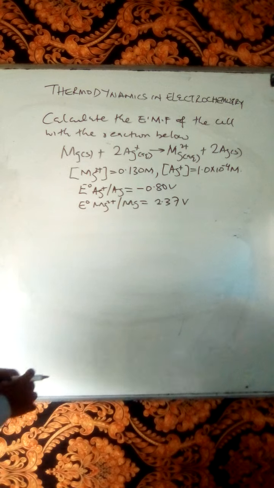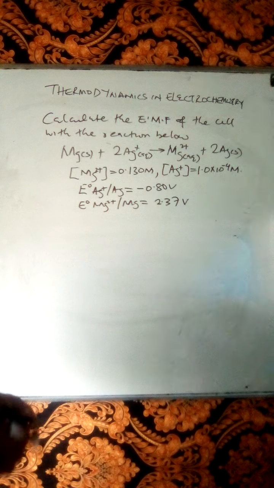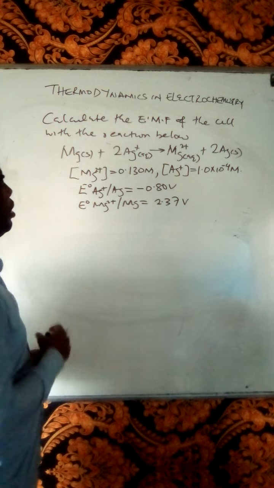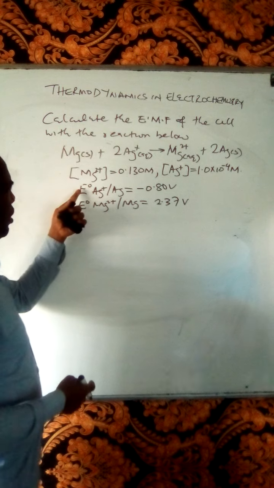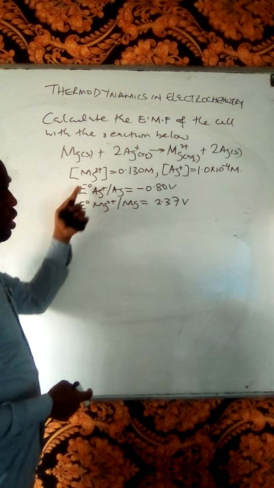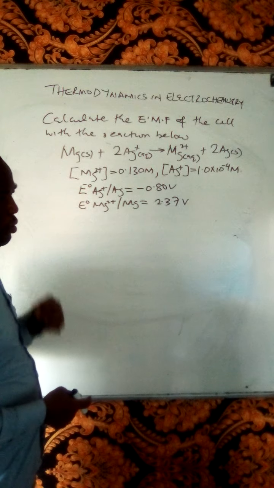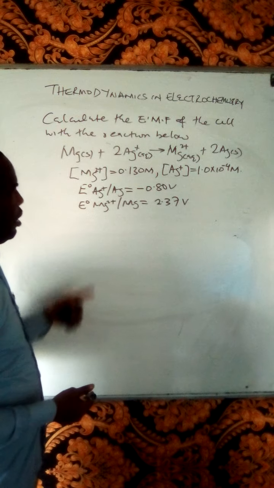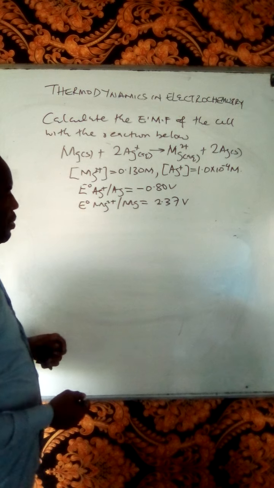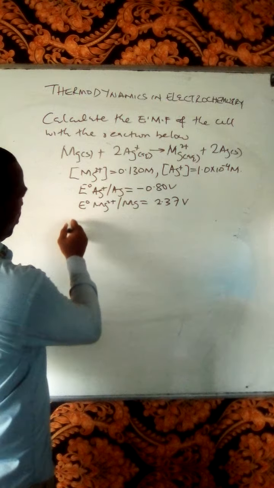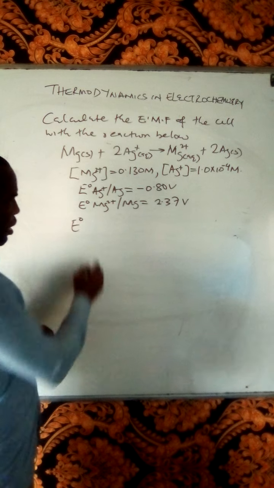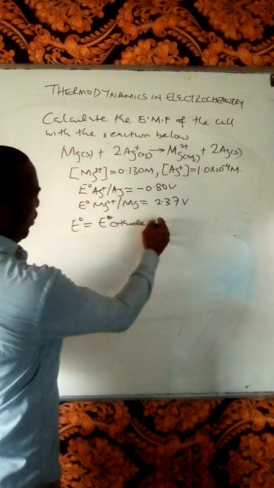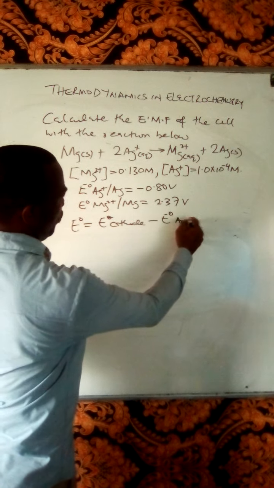Having done that, we'll now look at how to evaluate this problem. We're looking for the EMF, which is the cell potential. We are given the electropotential of the two half cells. So first of all we calculate the cell potential at standard state. How do we go about that? The cell potential is the potential of the cathode minus the potential of the anode.